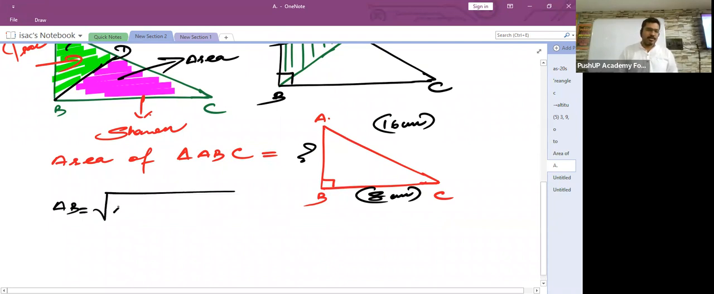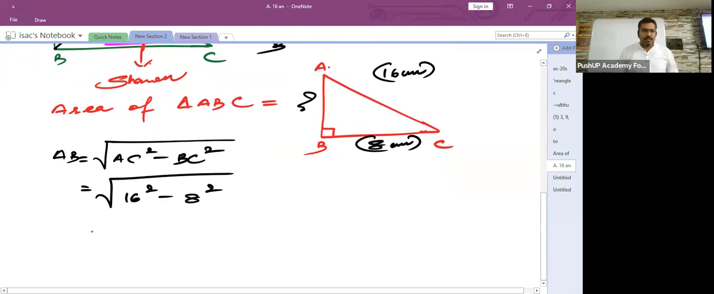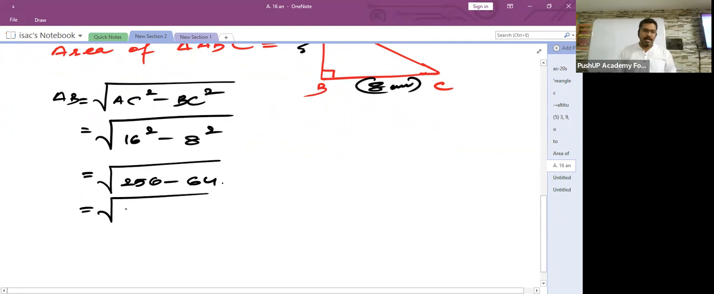Square root of hypotenuse square minus what? Base square, isn't it? Square root of. How much is AC? It is 16. So 16 square minus. How much is BC? It is 8. So 8 square. So this is equal to square root of 16 square, which is how much? 256. Minus 8 square is how much? 64. Square root of 192. Very good. Square root of 192.